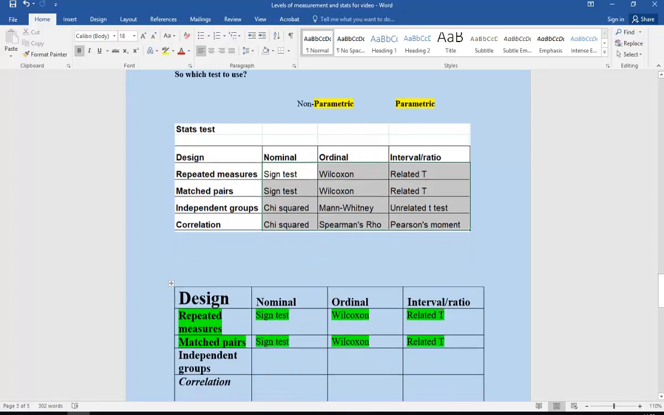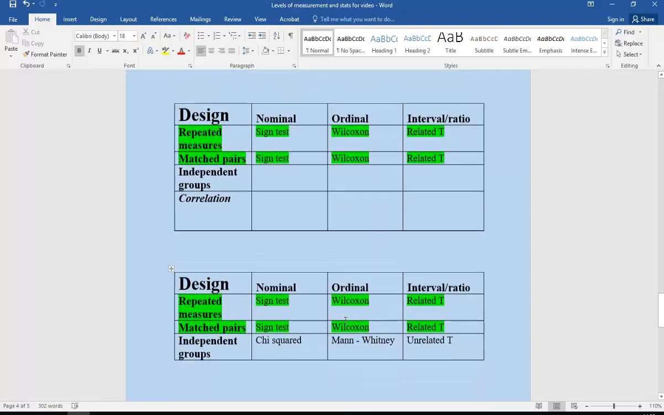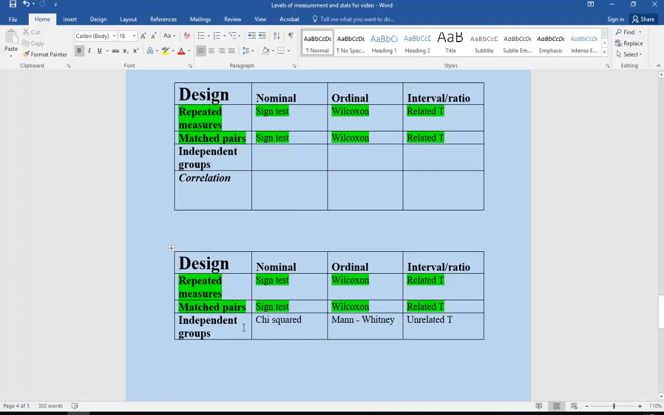So how do we learn this table? My advice to my students is, first of all, just get your format. We've got the different designs in order. We know nominal, ordinal, interval, and these two lines are exactly the same. So we have sign test, Wilcoxon, and then related t-test, because remember we've already said these are related designs. You learn those, cover, sketch it out, have a go at it. Once you've got those two lines, the next line becomes important. For independent groups, we've got chi-squared, Mann-Whitney, and then unrelated t-test.